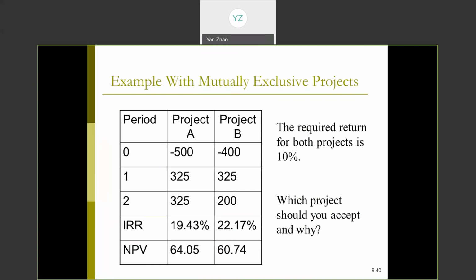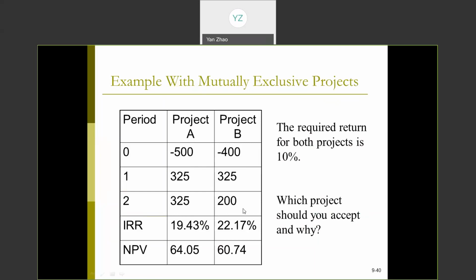Which project should you accept and why? Okay. So project A requires a $500 initial investment. Project B, $400 initial investment. Projects A and B both have $325 cash inflow in the first year. Project A has $325 in the second year. Project B has $200 inflow in the second year.